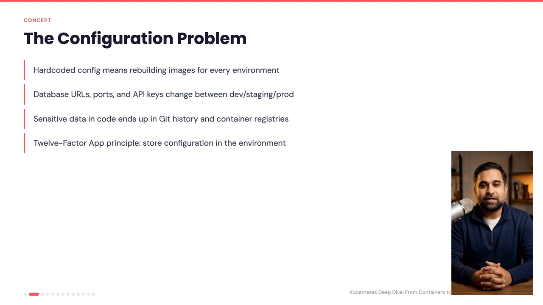Here's why this matters. Imagine you built an amazing application, it works perfectly in development, but when you try to deploy it to staging, you realize the database URL is hard coded. So you change the code, rebuild the image, push it, deploy it, then production needs different settings. More changes, another rebuild, another deployment. Sound familiar? This chapter fixes that problem forever.